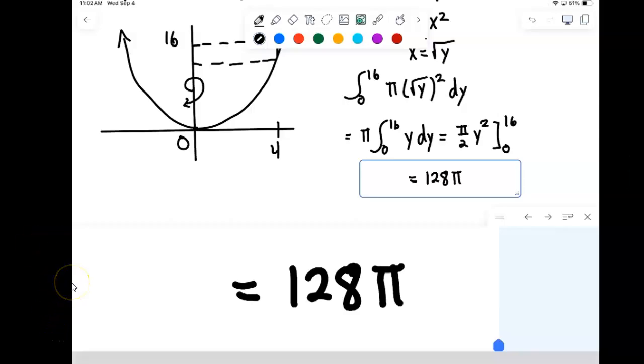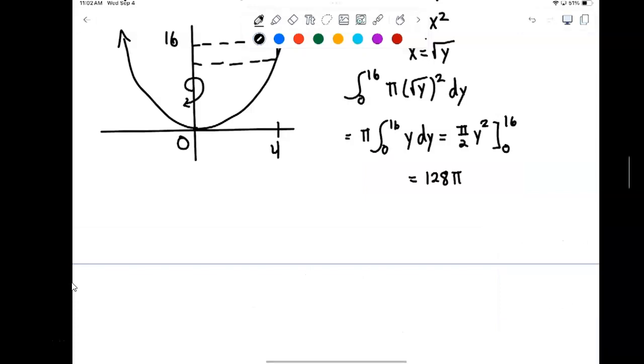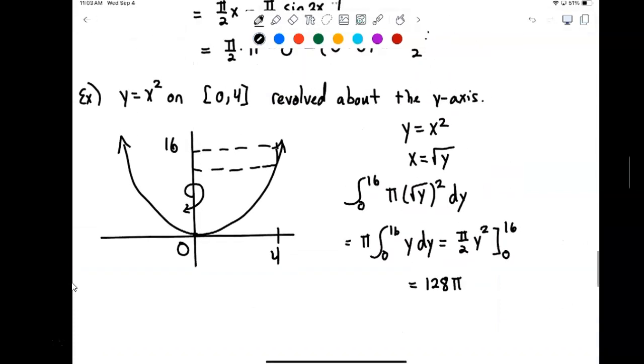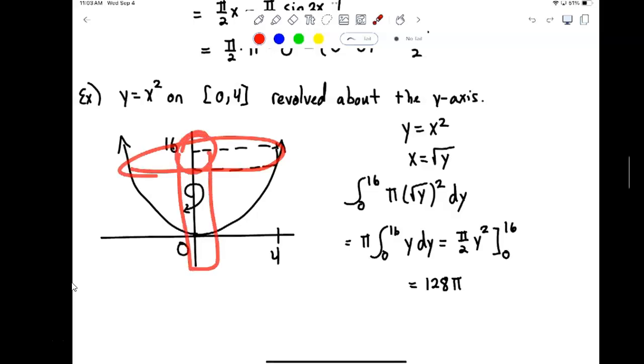Okay, so hopefully that gives you a little feeling for how these volumes work, where we've been using disks. But what if we wanted to take this bowl shape that we have, and what if we wanted to drill a hole down the middle of it? Right? What if we want to take some part out of it? So a shape with a hole in it.